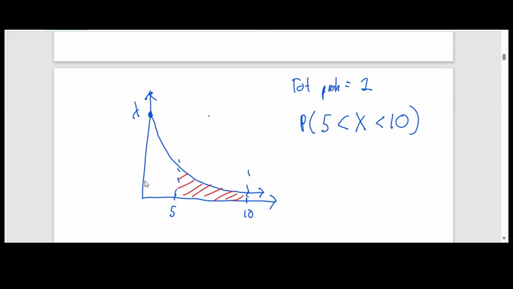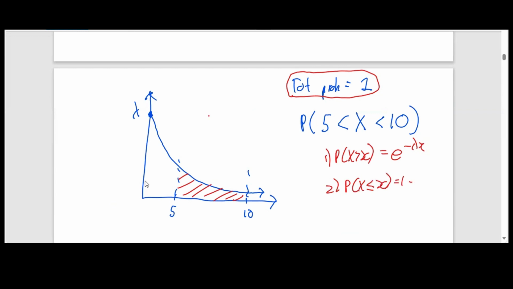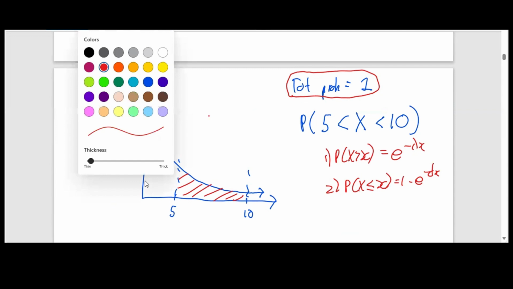So think about it. Remember, we can massage this here. The total probability adds up to 1. We have the equation for the probability x is more than x, which is e to the minus lambda x. We also have the CDF equation, which is the probability x is less than or equal to x, which is 1 minus e to the minus lambda x. We have these two equations for exponentials that give us different regions of the graph. So if I was you, what would I do?